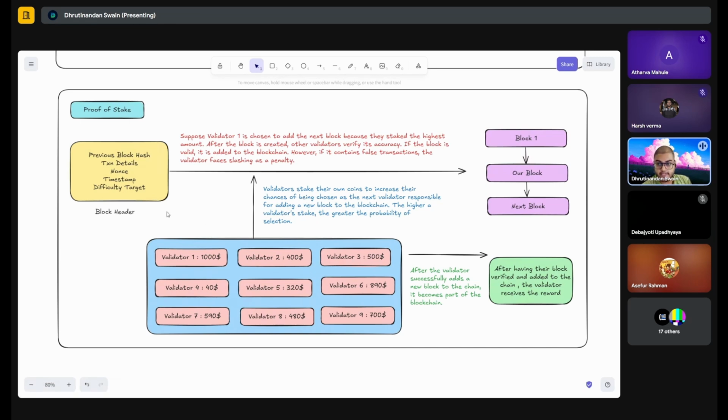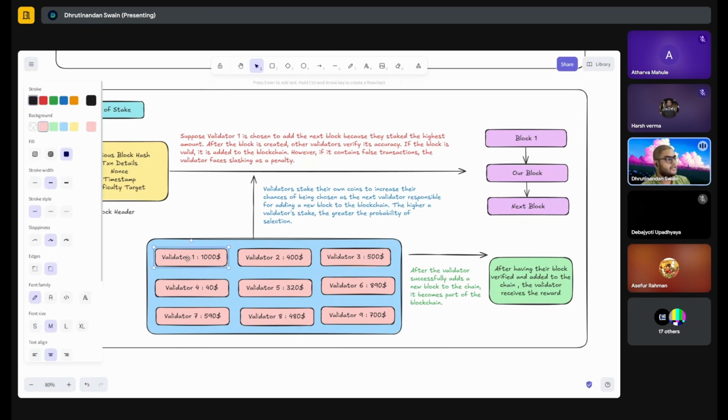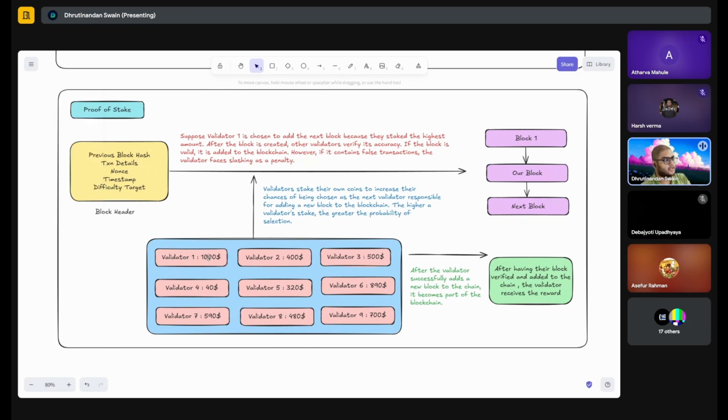Once a block has been initiated, as there are no miners, how is the nonce calculated? How are the blocks verified? How are the transactions bundled into the blocks? Who is the responsible one? Everything comes under the responsibility of the validators. As you can see, validators in proof of stake stake their own coin or their own money to become one of the lead validators who are able to make the block, select the transactions, and add the block to the blockchain.